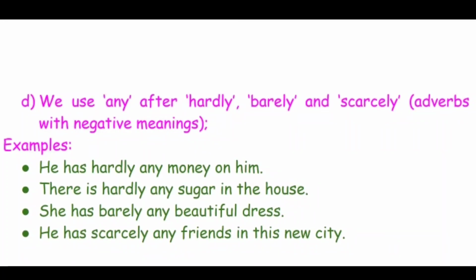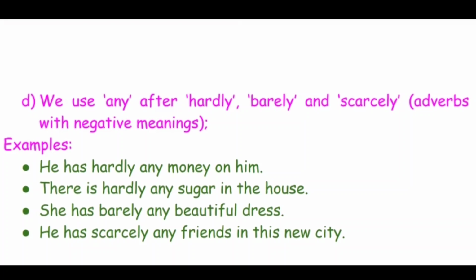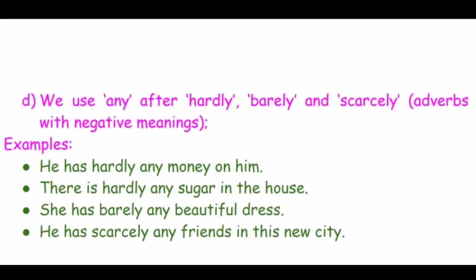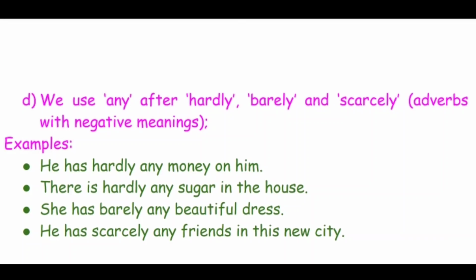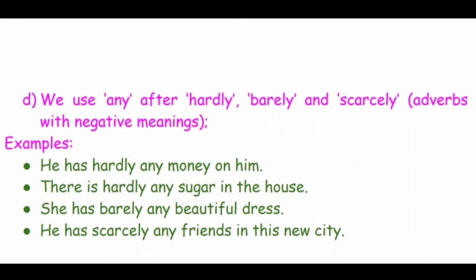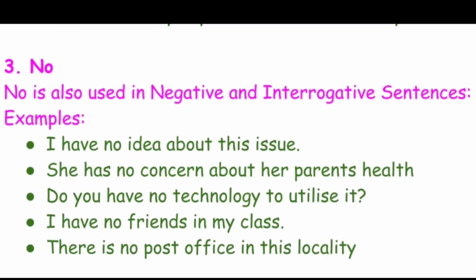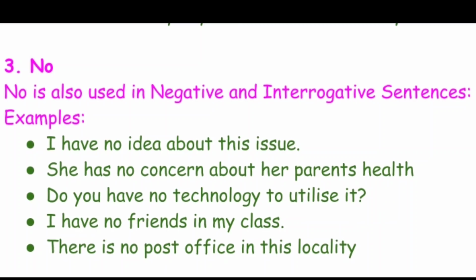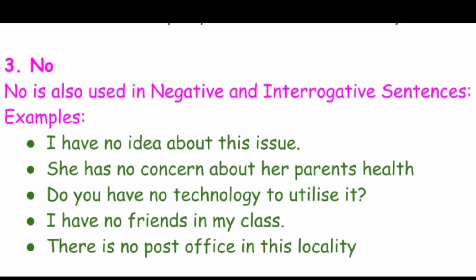There is hardly any sugar in the house. She has barely any beautiful dress. He has scarcely any friends in this new city. So friends, in this way we have tried to see the use of any. Okay. After any, there is no. Friends, no is also used in negative and interrogative sentences. We all know it very well.